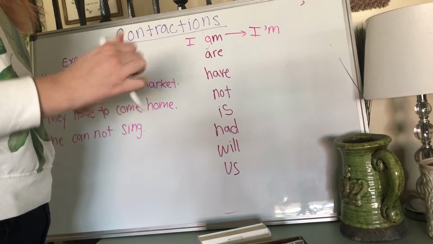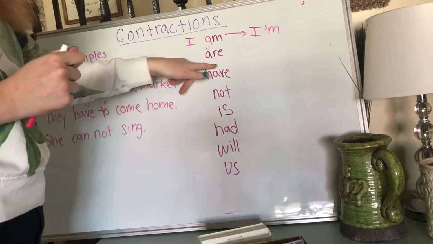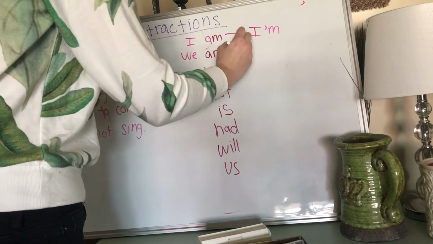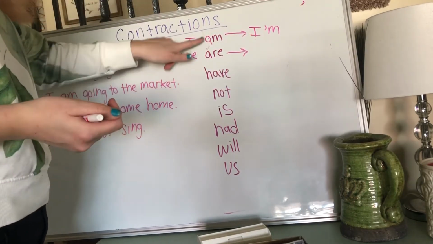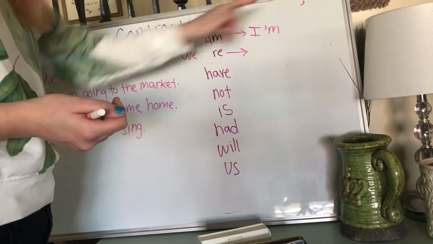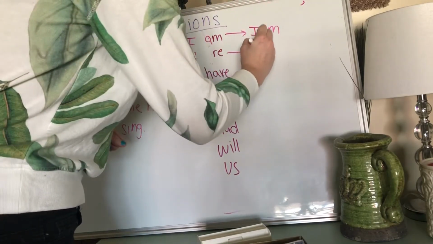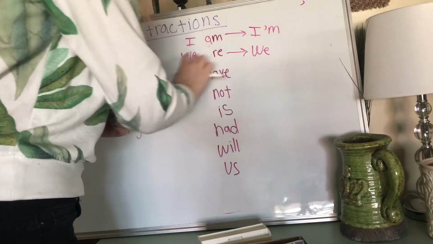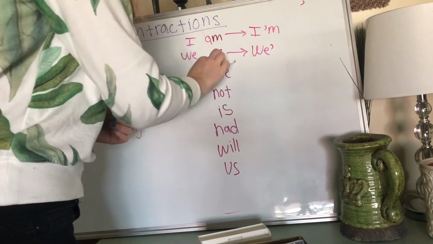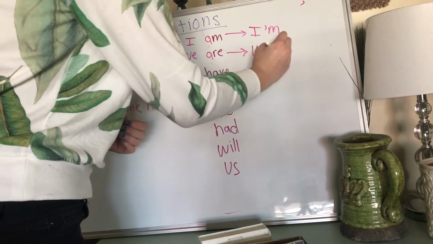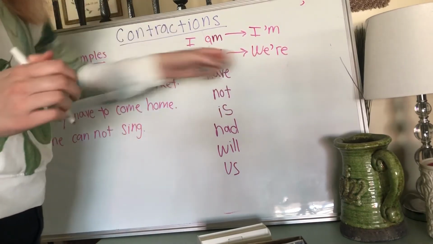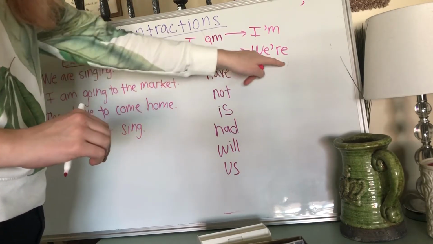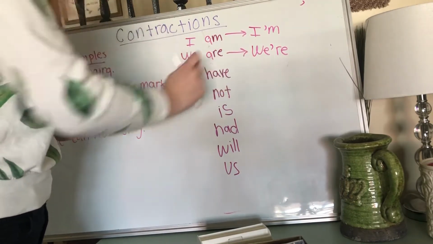So let's just do this second example. Let's say we have we are. In this case, we get rid of the A and replace it with an apostrophe and smush everything together, which means bring it together. And then we have we, same apostrophe to replace the A, R-E, we're. So we are is the same as we're. These are equal, they're the same, okay?